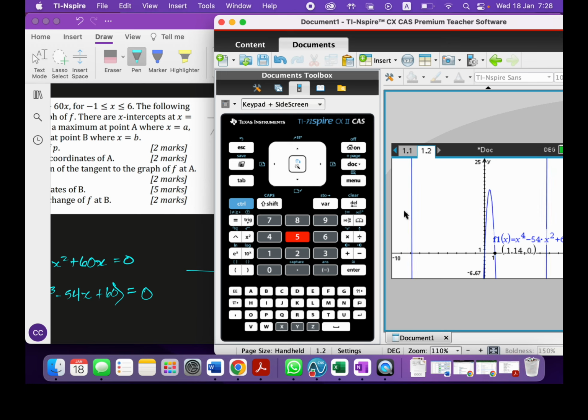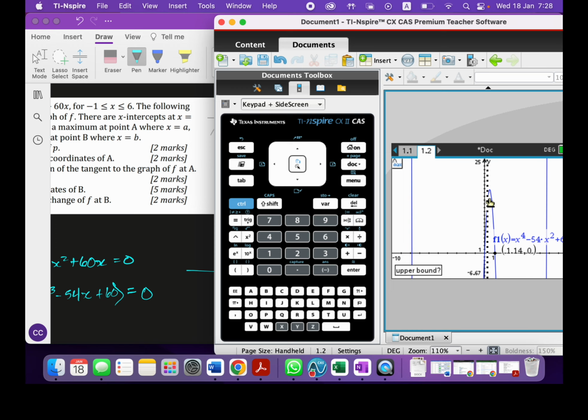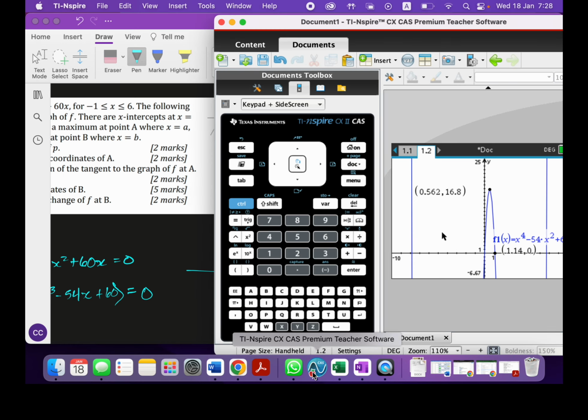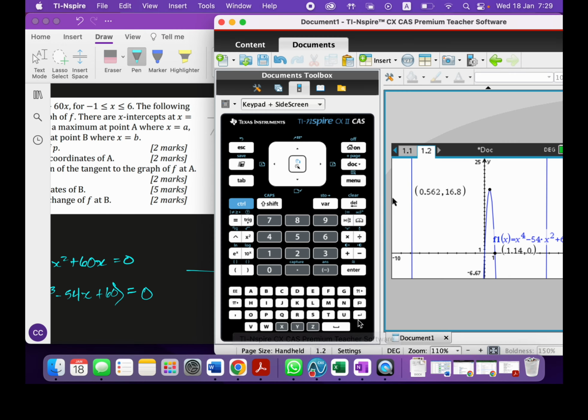So now I just have to find what this maximum is. Menu, analyze graph, maximum. If I pick between those 2 points, I get my max. I'm going to do that same trick: a quick sketch of the graph, and circle point A. Point A is at 0.56 comma 16.8. Sorry, my brain is not working.